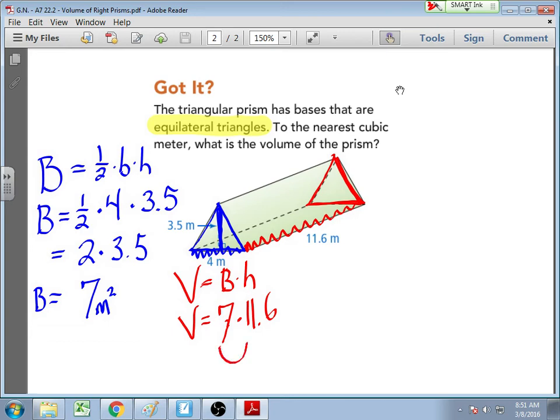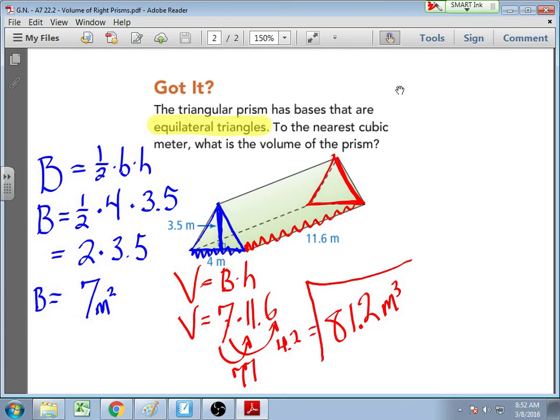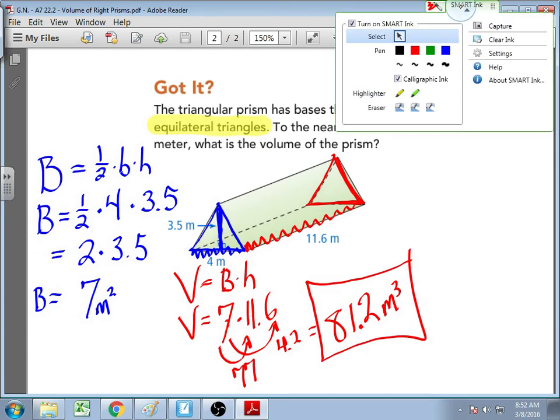I could do 7 times 11, which is 77. I could do 7 times 6, which is 42, but it's really 4.2. So I combine those together and I get 81.2. Again, I have to use my label, meters cubed, because it's volume.